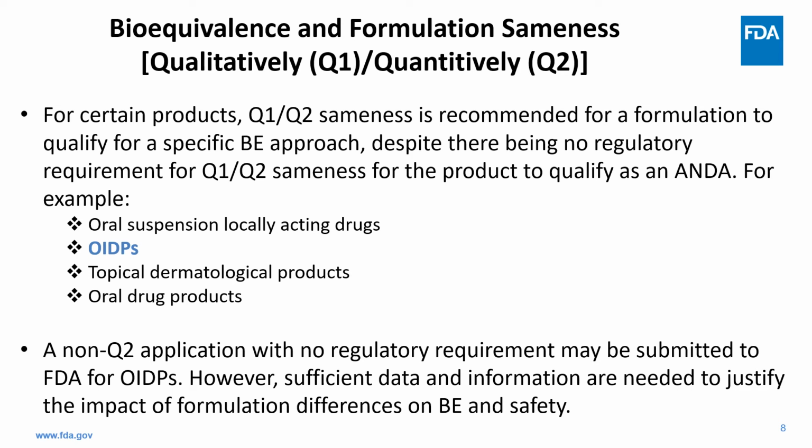Next, we will discuss formulation sameness. Even though there's no requirement for Q1, Q2 sameness for certain products, a specific bioequivalence approach may be recommended in product-specific guidance for generic Q1, Q2 formulation, such as oral suspension, locally acting drugs, and OIDPs. A non-Q1/Q2 application with no regulatory requirement may be submitted to FDA for OIDPs. However, sufficient data and information are needed to justify the impact of formulation difference on bioequivalence and safety.